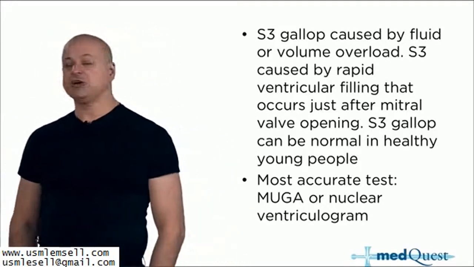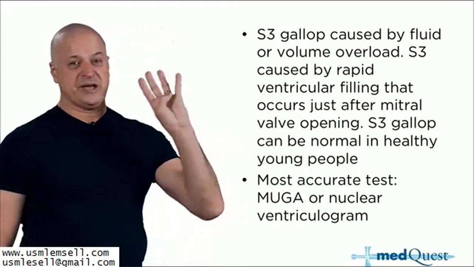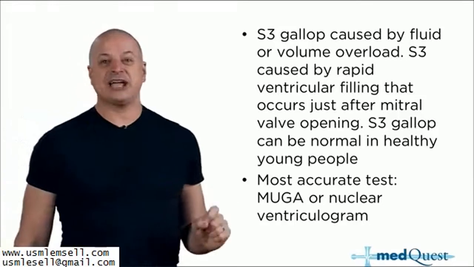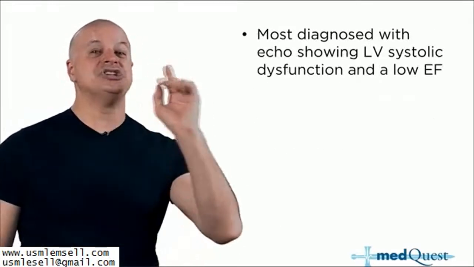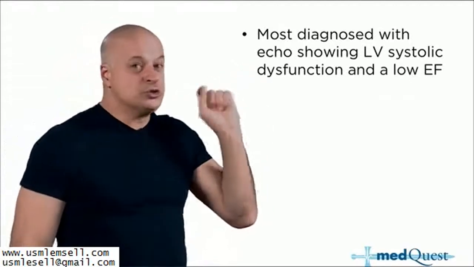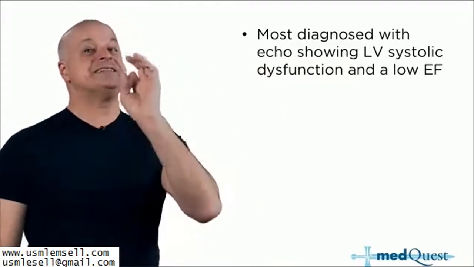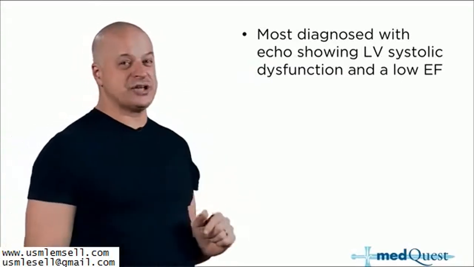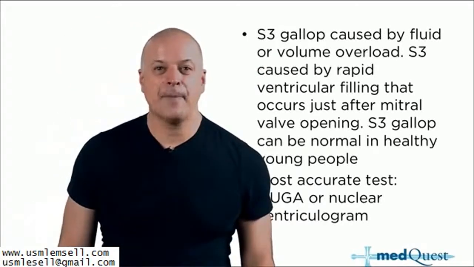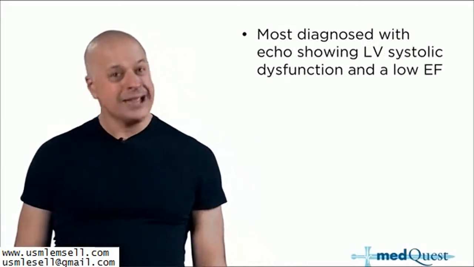What's the most likely diagnosis? What is the best initial test, the most accurate test? Which physical finding is most likely to be found in this patient? And what's the therapy? This test, the MUGA or nuclear ventriculogram, is the most accurate method of assessing ejection fraction, even more accurate than an echo. What is the most accurate, even more than echo, for ejection fraction? The answer is the MUGA scan or nuclear ventriculogram. Write it down and look it up.